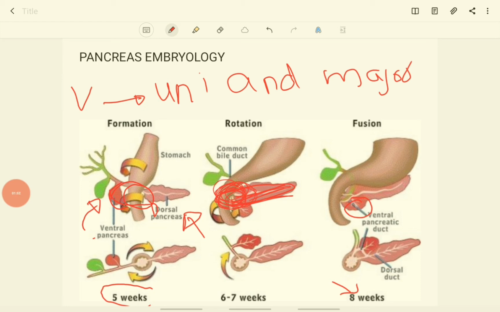In other cases, the pancreas should be fused at the 8th week. If it is not properly fused, that will be a problem of the ventral bud, because the ventral bud rotates and reaches the dorsal pancreatic bud for the fusion. If there is any defect in the fusion, it is because the ventral bud is not rotating to the area. The pancreas is derived from the foregut.